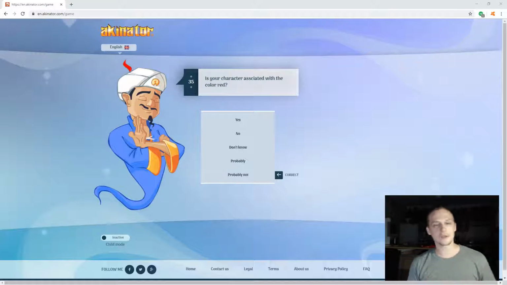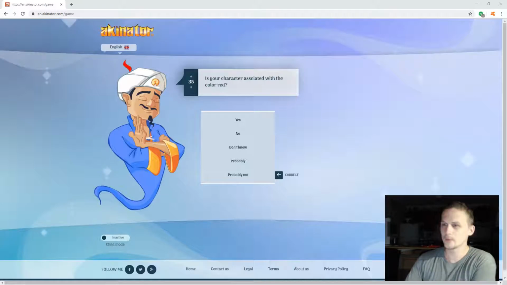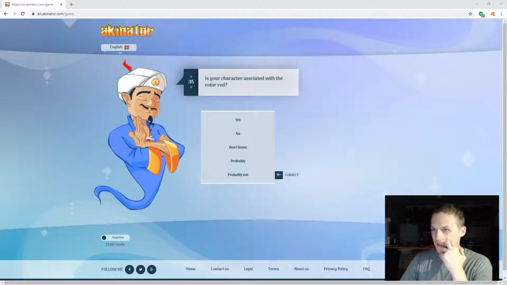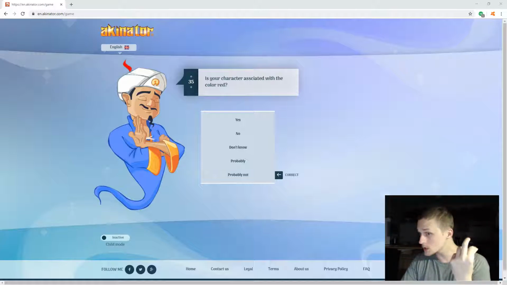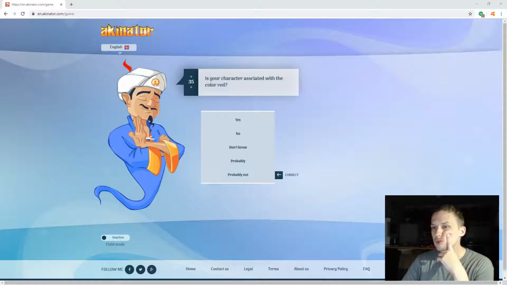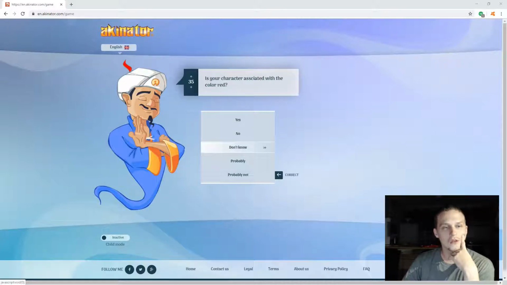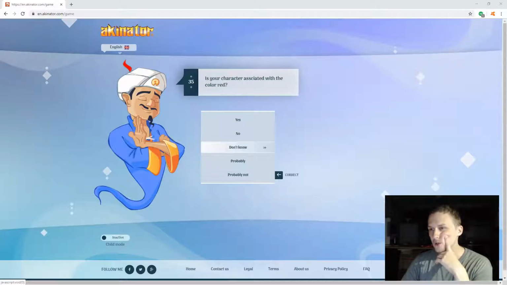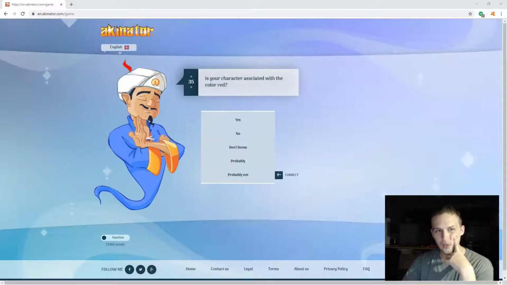So is your character associated with the color red? So, spells. She's a spell wielder, spell caster. So I'm just going to look at some images. I would say yes. There's definitely pink, purple. I don't see how the answer, I don't know. Is your character associated with the color red? I don't know how else to say yes other than just her hair color. Is associated with the color red. I don't know what you mean, bruh.